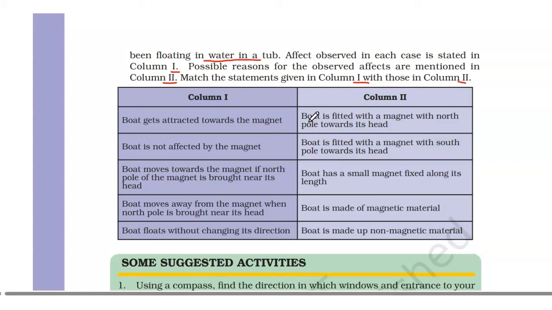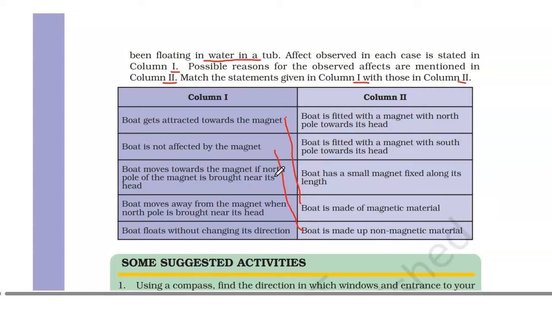The first one, boats get attracted towards the magnet. Why do you think boats get attracted? Why does anything get attracted towards a magnet? Because they are made up of magnetic material. So this would be this. Okay. Boat is not affected by the magnet. Why can a boat not be affected by a magnet? It can only happen if the boat is made up of a non-magnetic material. So the answer should be this, okay?